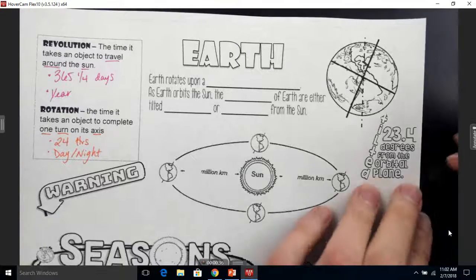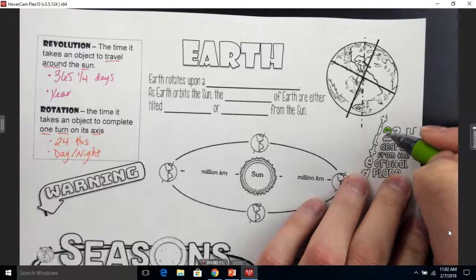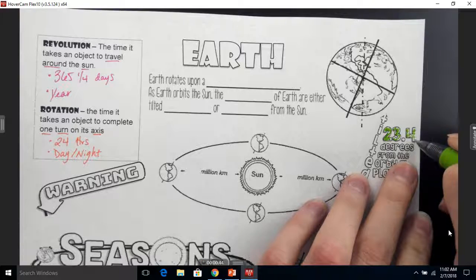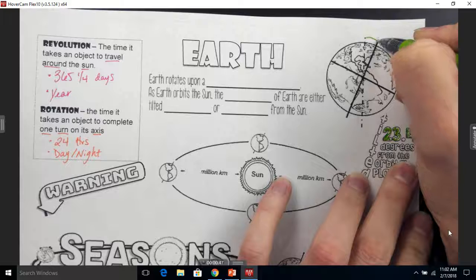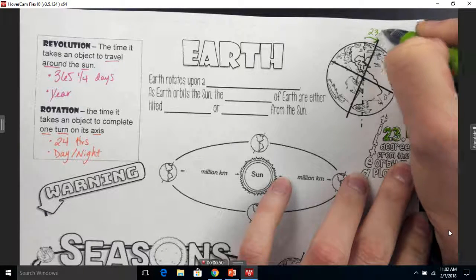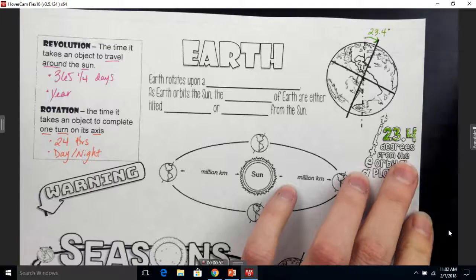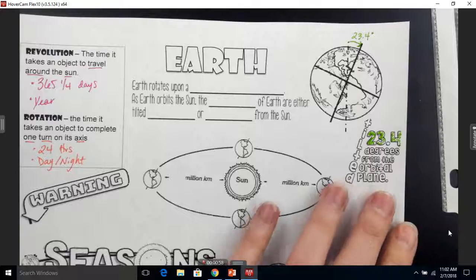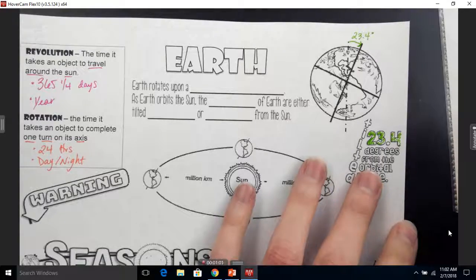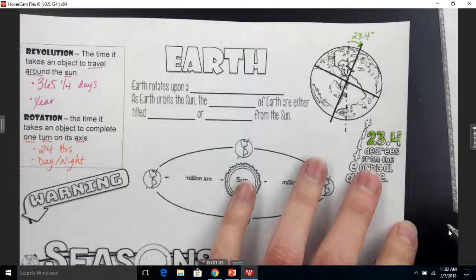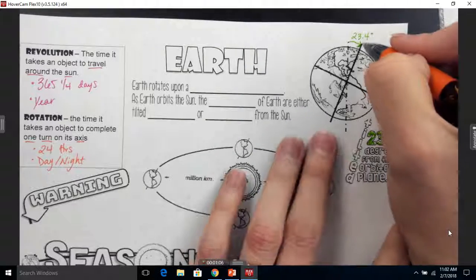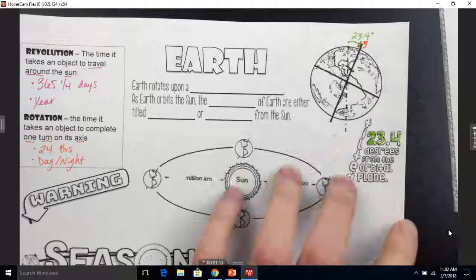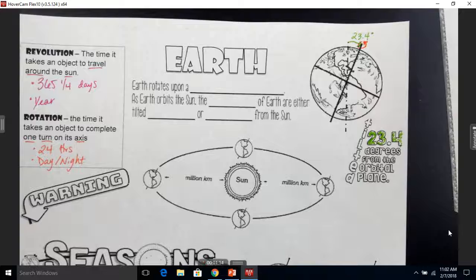Okay, so we are tilted 23.4 degrees, right? So this right here is what? 23.4 degrees. And what kind of motion do I get right there? Okay, which type? Rotation. So that's why I'm going to take orange and I'm going to do that. That little thing means he's going to rotate on that axis. Does that make sense?